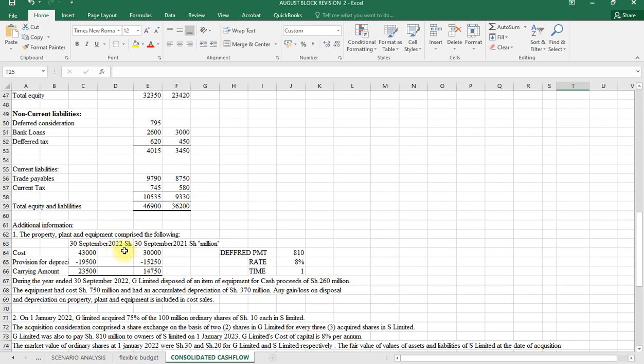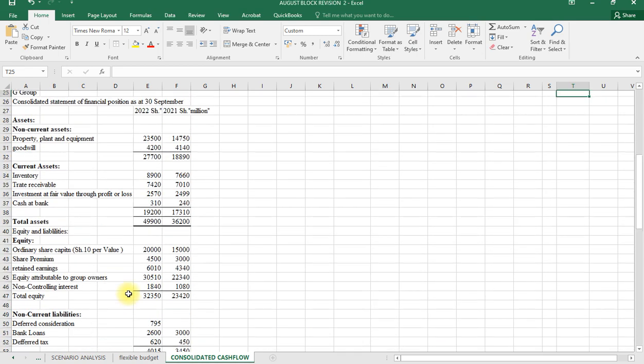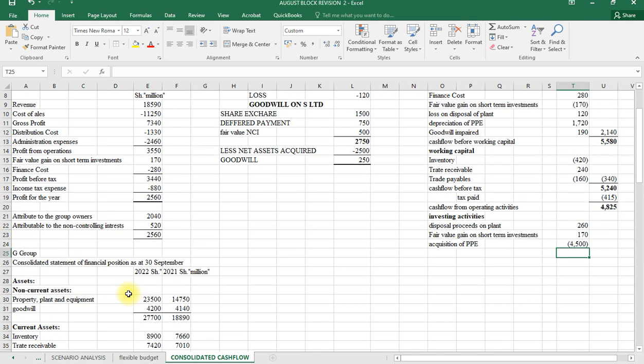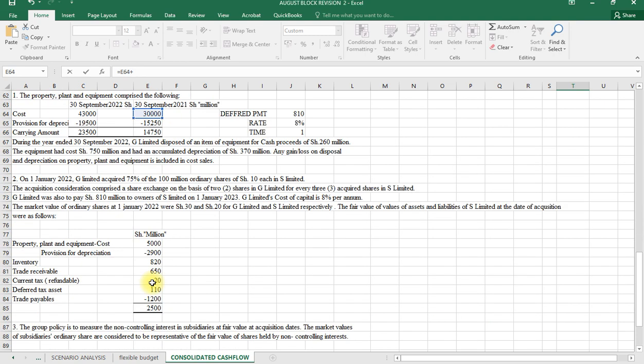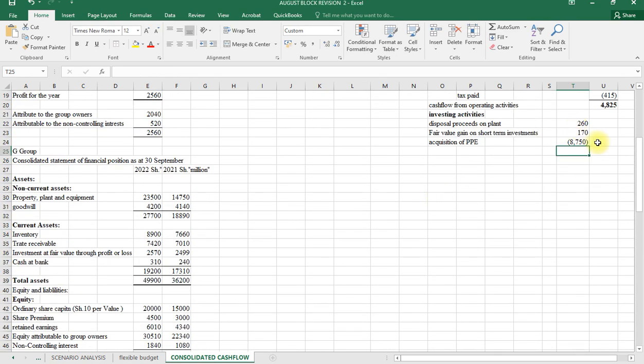If I was to use the cost, I could have used this, the movement in PPE, or if I was to use the net book value, let me change this and use the cost. So the cost that we had, if I was using the cost at the beginning, we had this, and we acquired 5. This one we sold 750 at cost, and we closed with 43. I'll get it to 750 at cost. I think those were the 3 items.